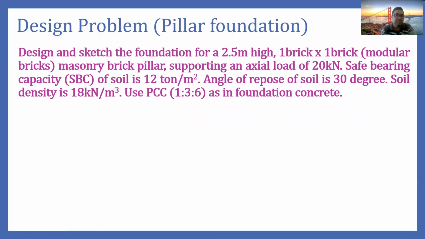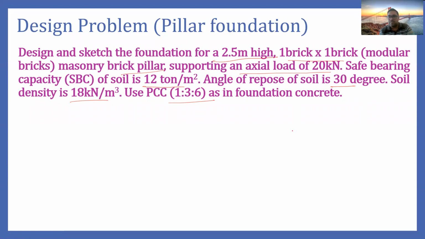In this problem, it says design and sketch the foundation for a 2.5-meter high, one brick by one brick modular bricks are basically used in this one brick by one brick masonry brick pillar supporting an axial load of 20 kilonewton and the safe bearing capacity of soil is 12 ton per meter square. Angle of repose is 30 degree and soil density is 18 kilonewton per meter cube and use PCC 1 is to 3 is to 6 as in the foundation concrete. So in this, the data which is given to us, we will be using this data to design it.